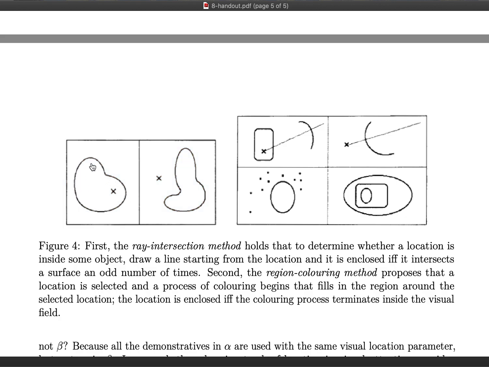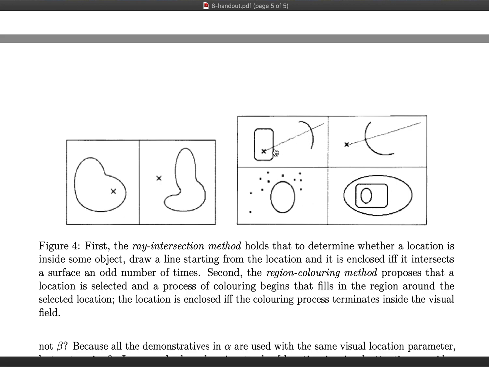inside the visual field because we'll stop inside the shape. And so this coloring method will say that this is enclosed, which is correct. We'll get a similar good prediction for here because we'll start coloring and we won't stop at the visual field. So we'll keep on going. So this method says that this is not enclosed, which is correct. And this method, you can check, is a bit better for these cases.